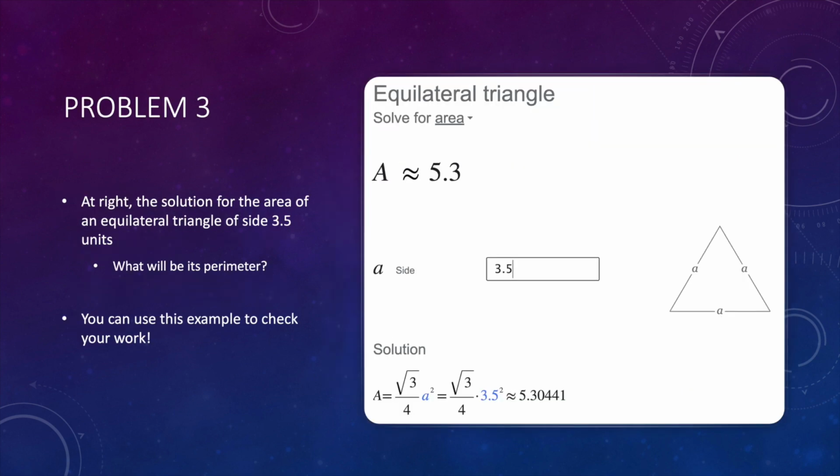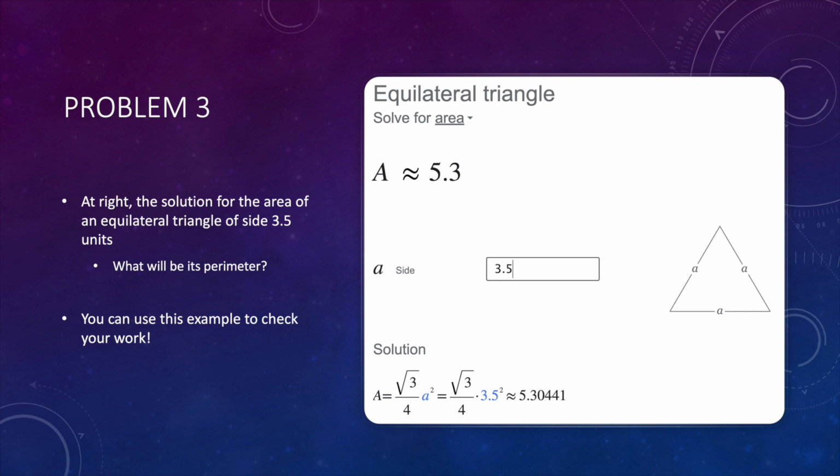Now, if we were to supply a value for A of 3.5, then it would compute the formula shown at the bottom, which would be root 3 over 4 times 3.5 squared, which would give us approximately 5.30441, so the area is approximately 5.3. You should be able to use that with your program to come up with the appropriate solution.